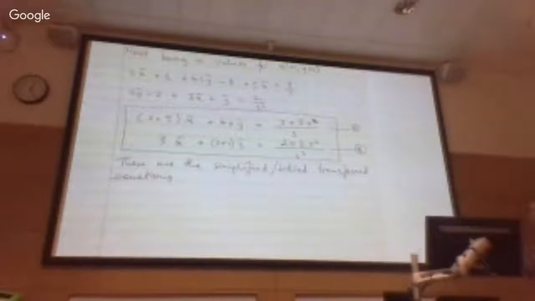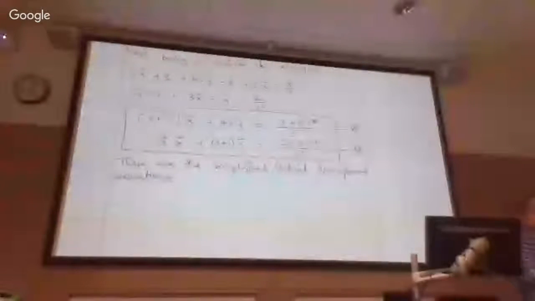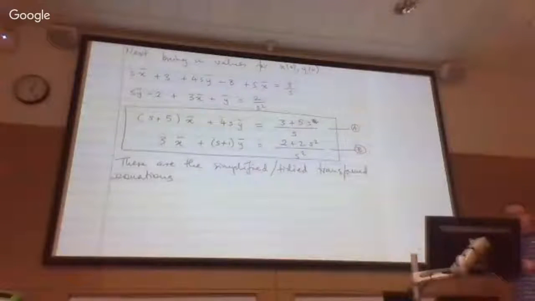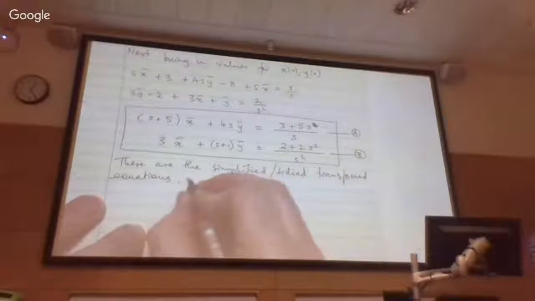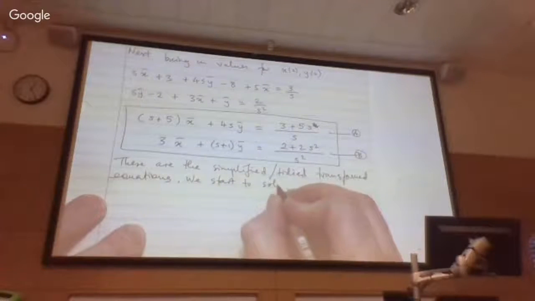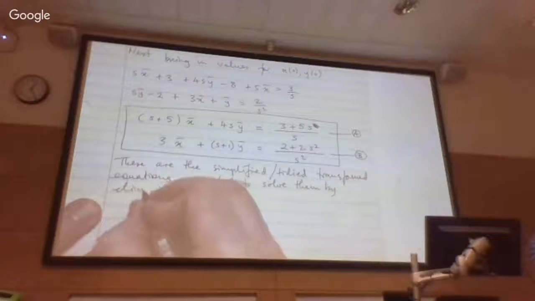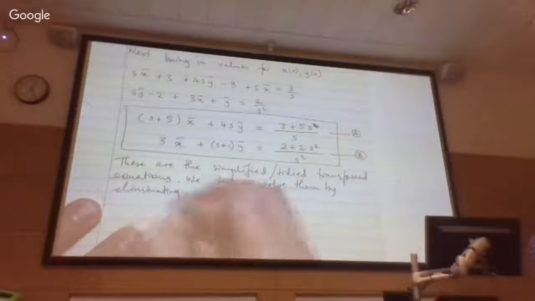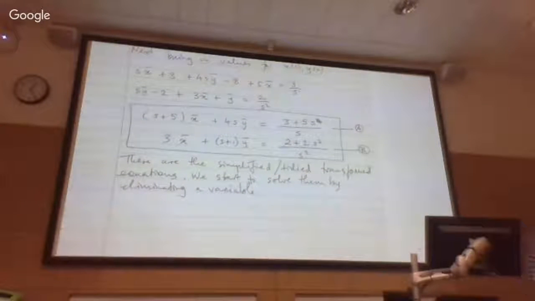So we can now proceed to start solving them by eliminating one of the variables. Just using that very familiar process of variable elimination. These are the simplified transformed equations. You start to solve them by eliminating one of the variables, the variables being x bar and y bar. So which one is going to get the chop?